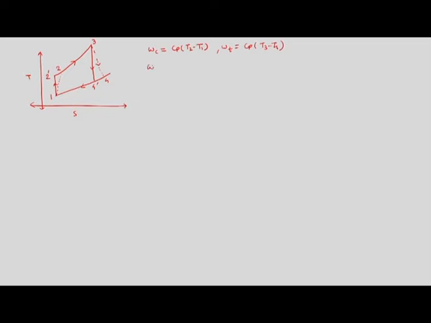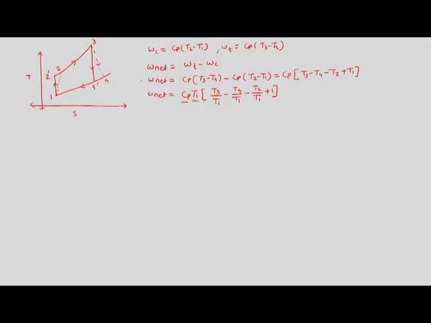Now we are supposed to find out W net. We know that W net is Wt minus Wc. So W net is Cp into (T3 minus T4) minus Cp into (T2 minus T1). So we have Cp into (T3 minus T4 minus T2 plus T1). Taking known quantities out, W net is equal to Cp T1 into (T3 upon T1 minus T4 upon T1 minus T2 upon T1 plus 1). Here Cp is known to us, T1 is known to us, and practically T3 is also known to us.